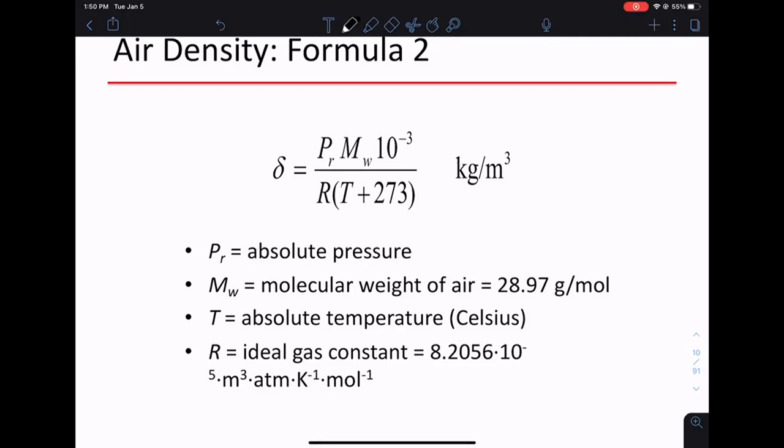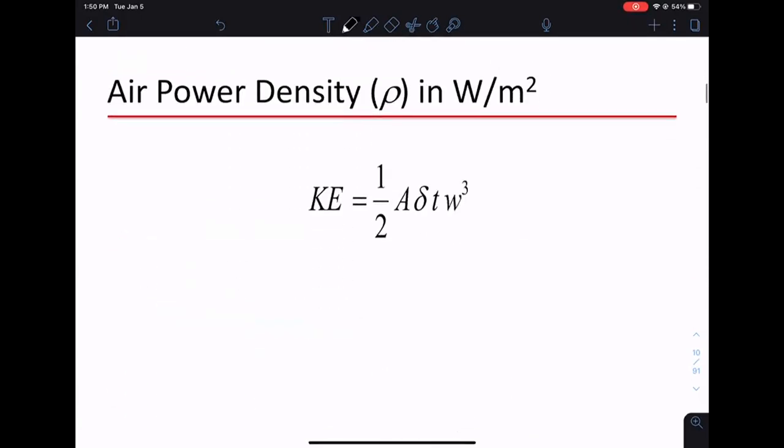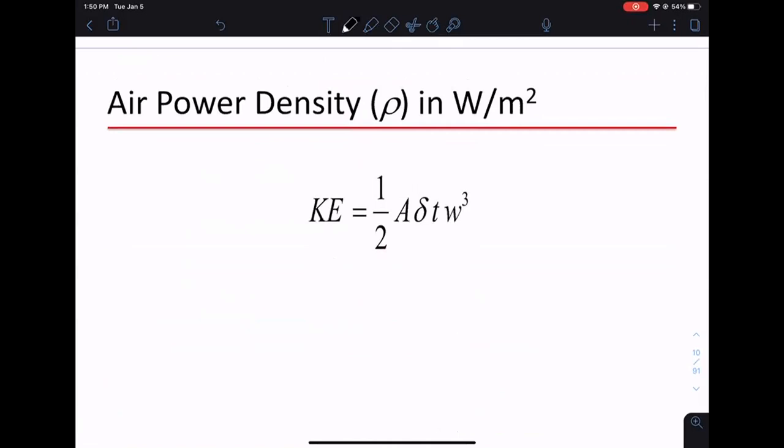Look at the units. For example, the temperature units: this is just temperature in Celsius. So make sure you have the right units and so on. Otherwise, just apply the formulas. Other than that, let's look at something called air power density, or wind power density.